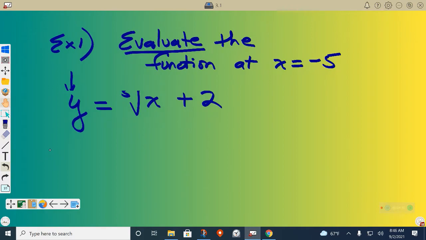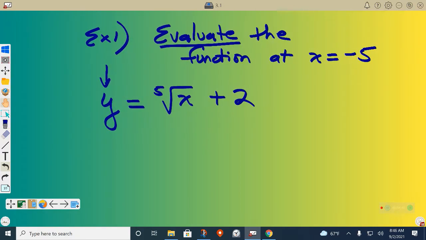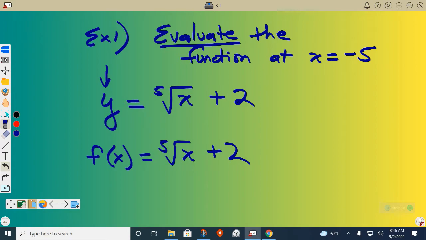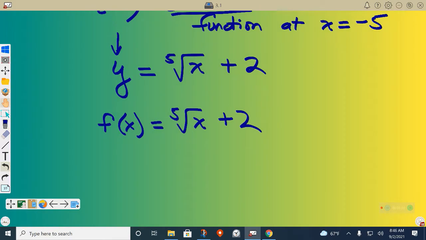So what I'm going to do first is replace y with f of x. I don't have to, but just for giggles and just because we're starting functions now, instead of y, I'm going to put the function at x equals the fifth root of x plus 2. I'm going to change it to function notation for now. Do that with me. Function notation. F of x.